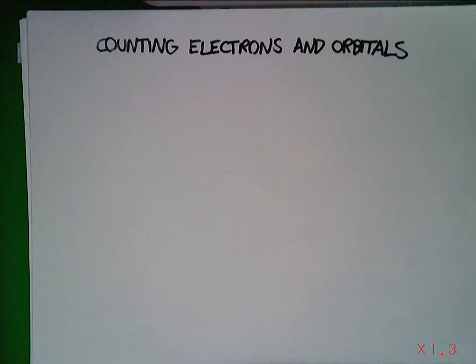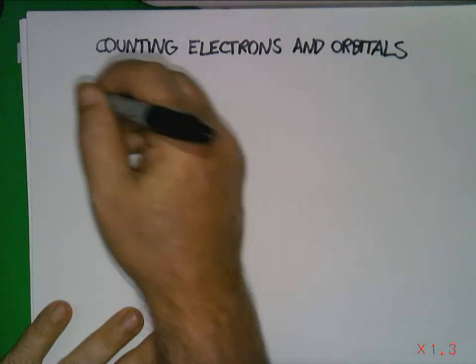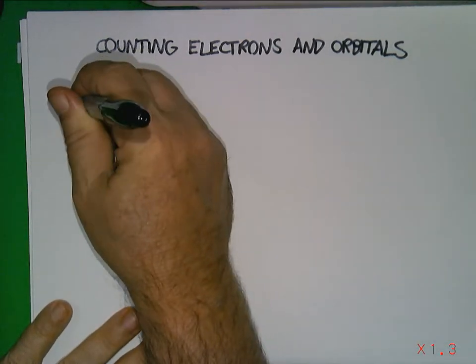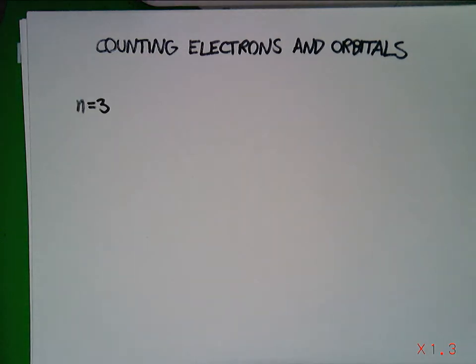Let's take a look at how we can put what we know about the 4 quantum numbers together to count how many electrons and how many orbitals we've got in a shell or a subshell. Let's take the third shell. Suppose we want to know how many orbitals are there in the third shell? How many subshells are there? How many electrons are there?